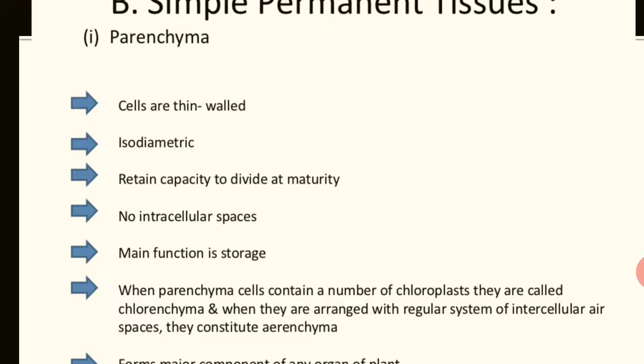The cells are very thin walled, isodiametric, means the cell has a definite diameter, and it retains the capacity to divide at maturity. No intercellular space is there, and its main function is storage. The food formed by the process of photosynthesis is going to be stored inside the parenchyma tissue.